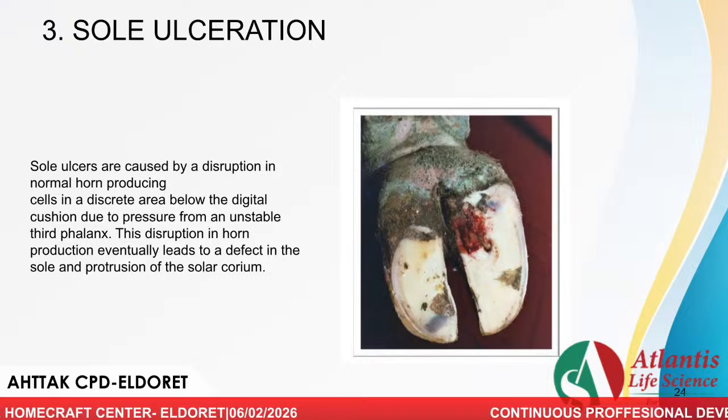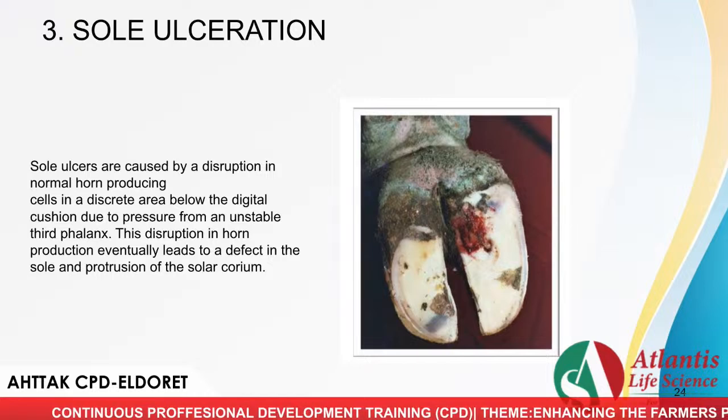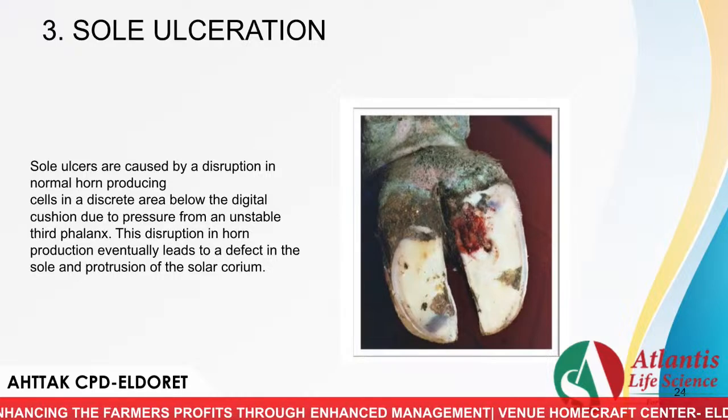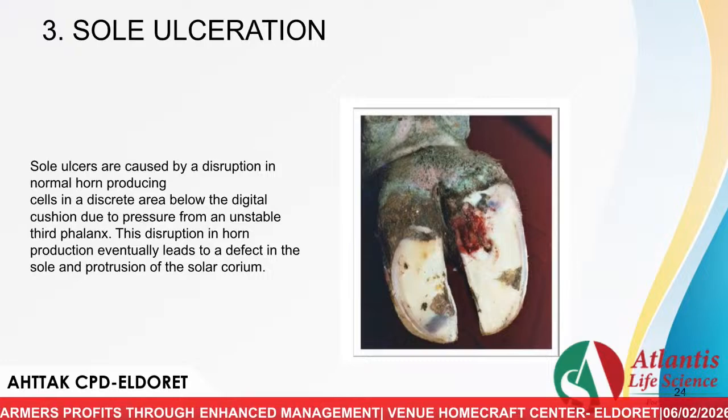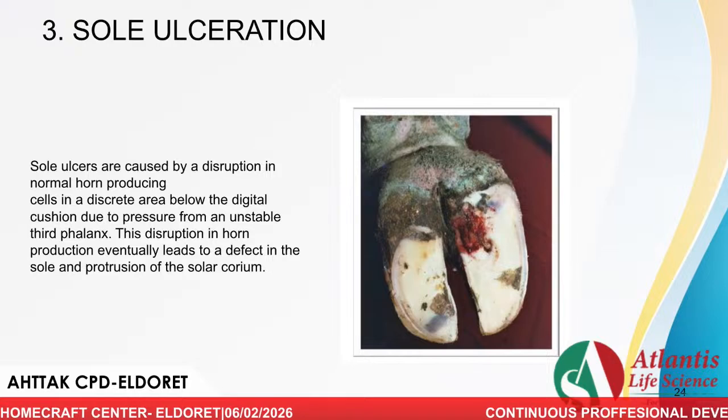So sole ulcers are caused by disruption of the normal horn-producing cells in a discrete area below the digital cushion due to pressure from maybe unstable ground. This disruption in horn production eventually leads to defects in the sole and the protrusion of the corium. And remember, the corium is the most sensitive part of the hoof. So when it is exposed, of course, we'll have sole ulceration.